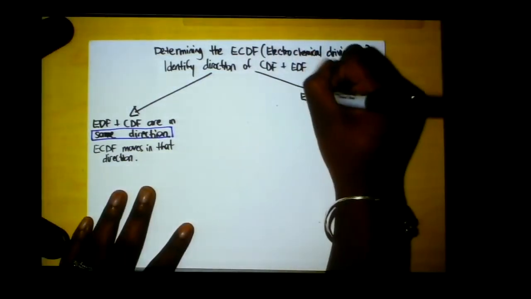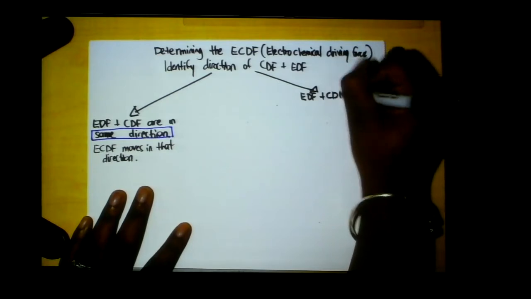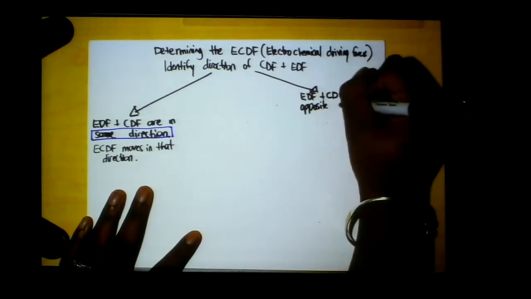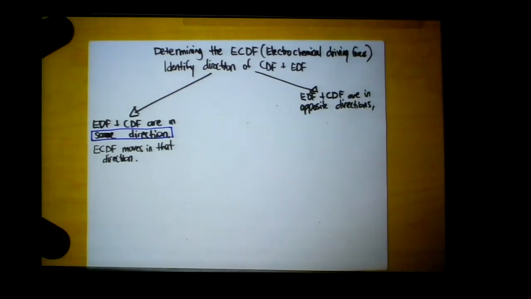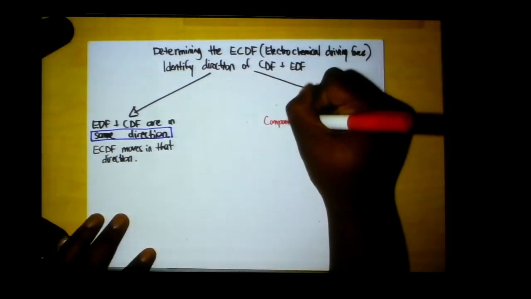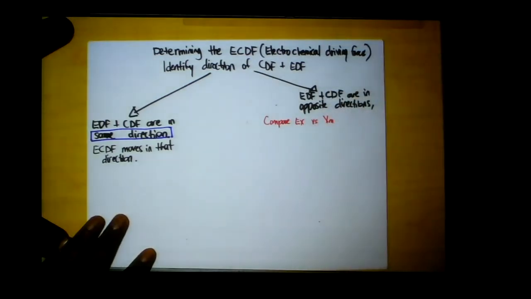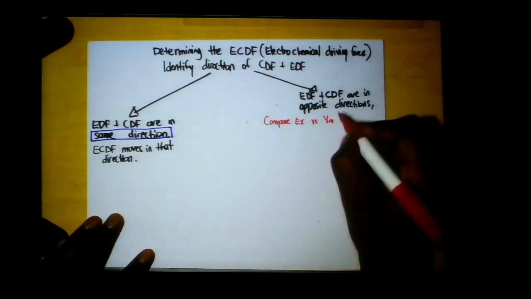So if the electrical driving force and the chemical driving force are in opposite directions, then we have to look at the equilibrium potential and the membrane potential. All right, we look at the equilibrium potential and the membrane potential. So we're going to compare EX versus VM, right? EX being the equilibrium potential and VM being the membrane potential.